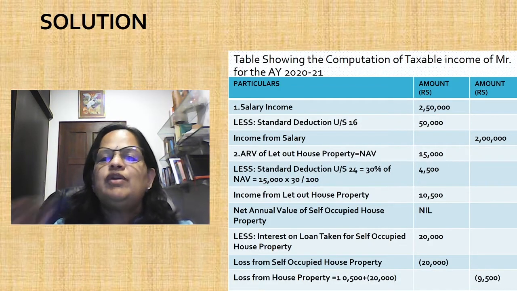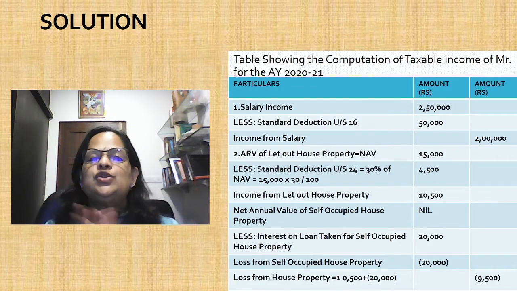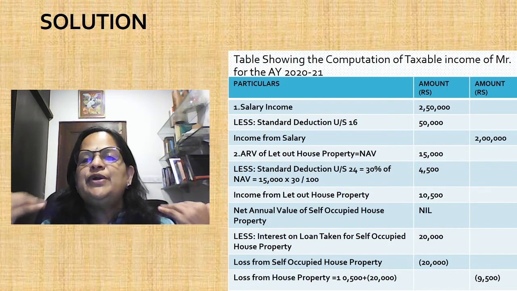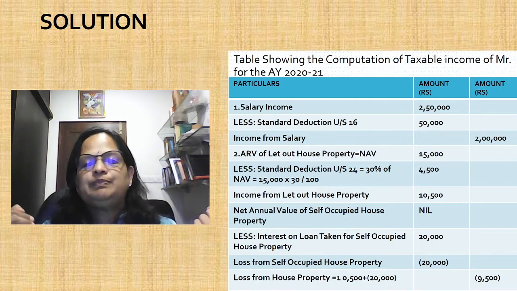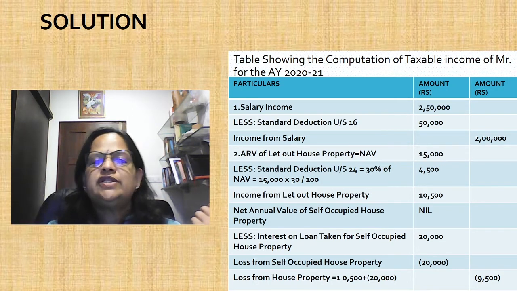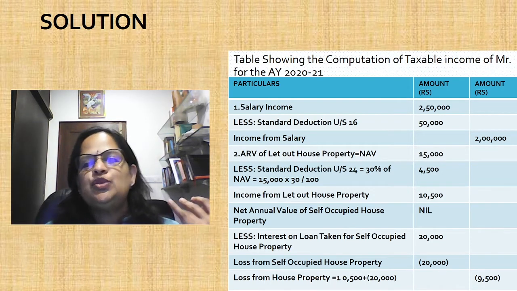Now, first thing we are going to do is calculate the gross total income. Table showing the computation of taxable income of Mr. A for the assessment year 2021. Salary income 2,50,000 less standard deduction 50,000 this year. So income from salary is 2 lakhs.